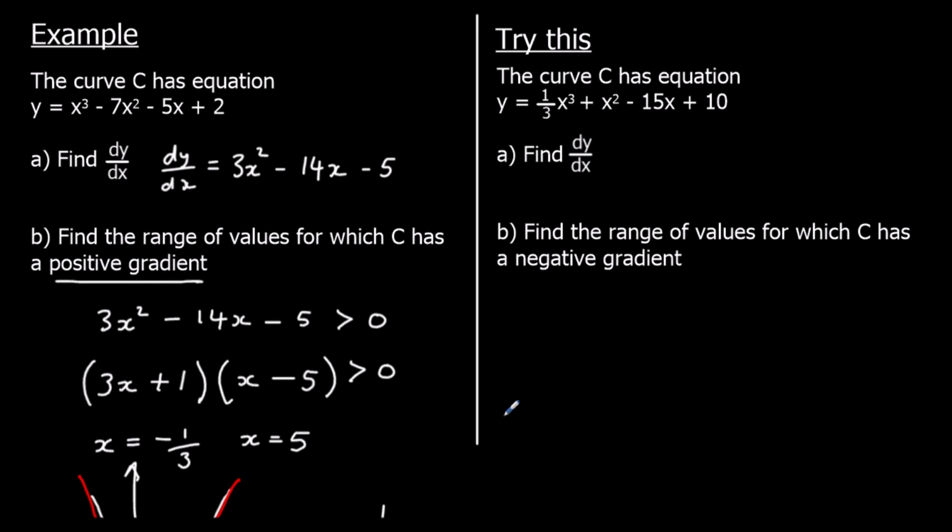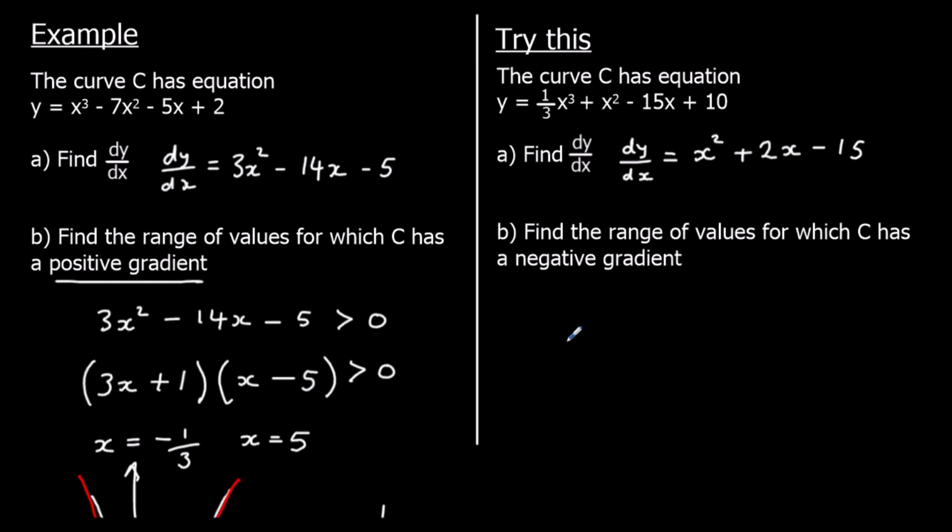And here's one for you to try. So pause the video and give this a go. So firstly, find dy/dx. So we're going to times by the power and take 1 off the power. So 1/3 times 3 is 1. And then take 1 off the power. So that's x squared, 1x squared. And we've got x squared times by the power, which is 2. Take 1 off the power, so it goes down to 1. Minus 15x, it's got a gradient of minus 15. And 10 has got no gradient.